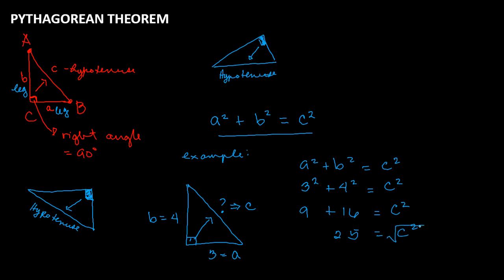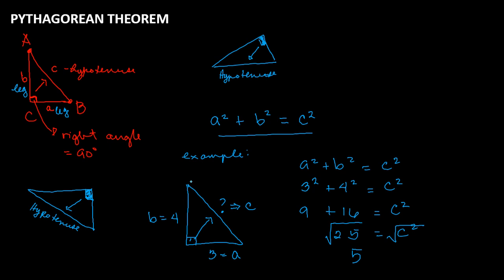Now we extract the square root of the members of the equation, the left-hand member and the right-hand member. So the square root of 25 is actually positive and negative 5. But we are going to use only the principal root, which is the positive root. So what is the positive root? That's 5. Why 5 only?